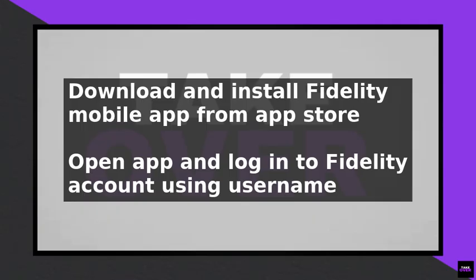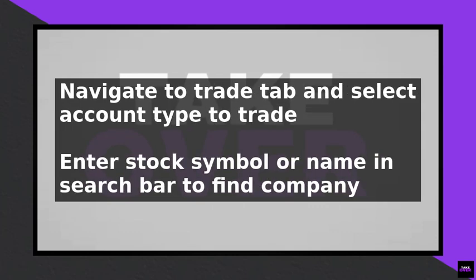After logging in, navigate to the Trade tab, which is usually located at the bottom of the screen. From here, select the type of account you want to trade from, such as a brokerage or retirement account.